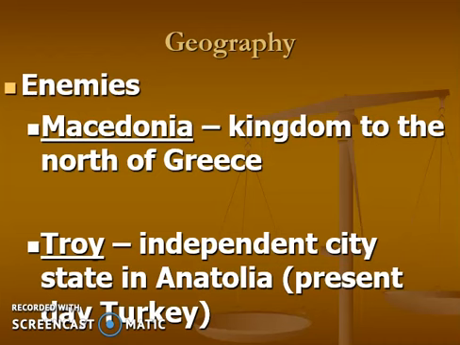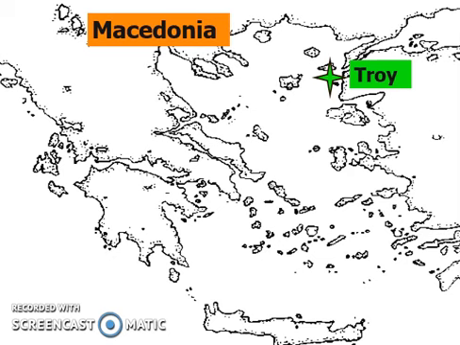And then there's Troy, which is an independent city-state in Anatolia, present-day Turkey, which if you remember back to our first unit, we talked about Anatolia, where Catalhoyuk was located. And this is where the city-state of Troy is going to be located. So if you take a look at this map, again, Peloponnesus Peninsula, Balkan Peninsula, Macedonia is to the north, Troy is going to be over here. This here is Anatolia, or present-day Turkey.